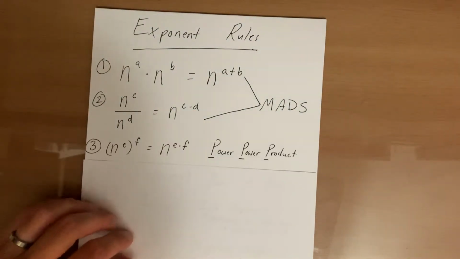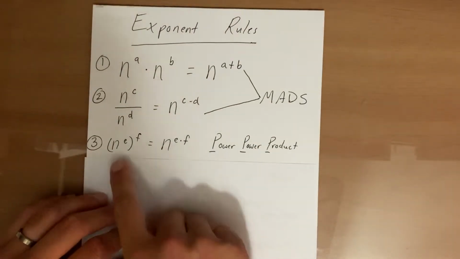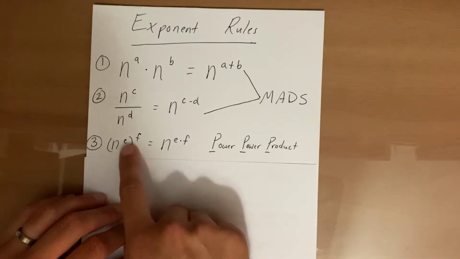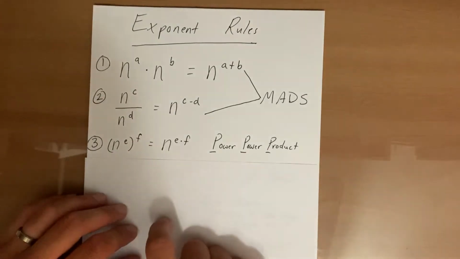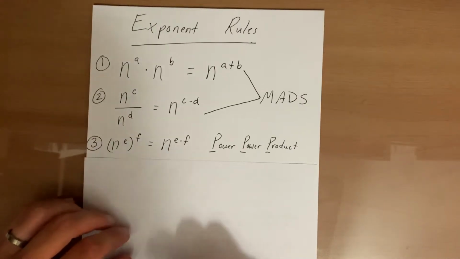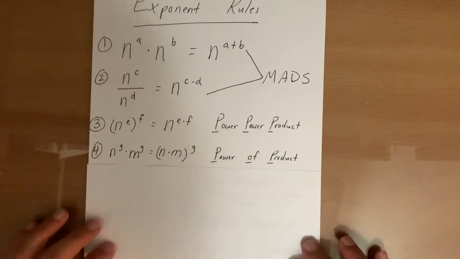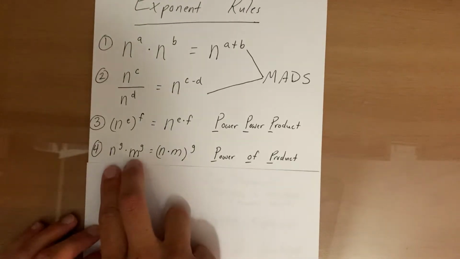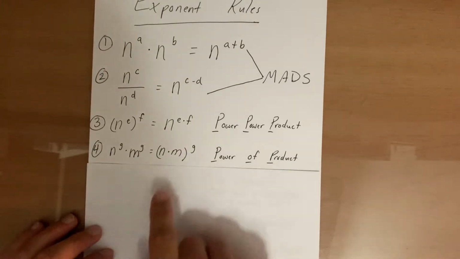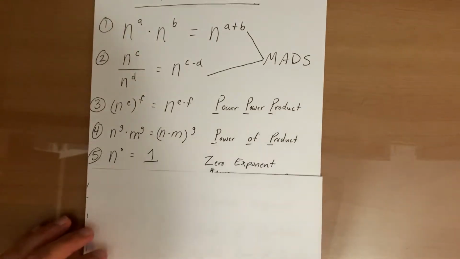Third rule, I call power product or PPP. This is when I have a base with an exponent and then raised to another exponent, so basically we have 2 exponents in there. What we're going to do is multiply those 2 exponents. Fourth rule is power of a product. This would be if we have 2 different bases but the same exponent. It says that we can multiply the base numbers and keep the exponent.